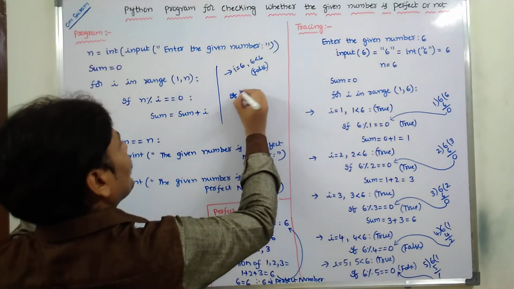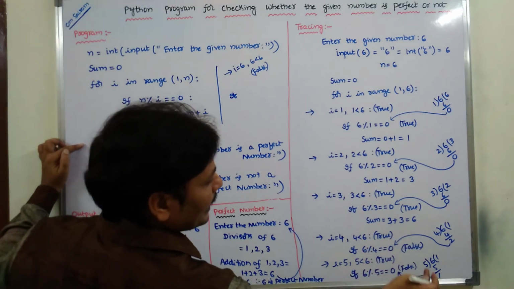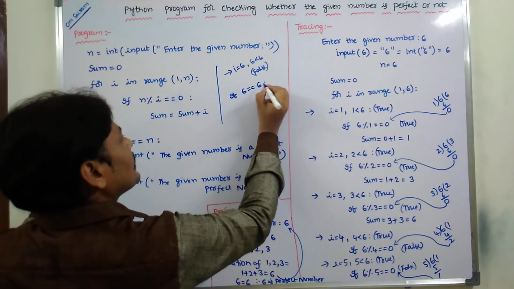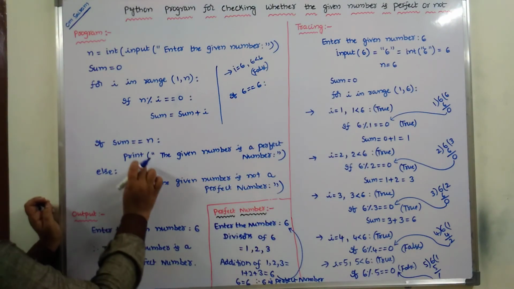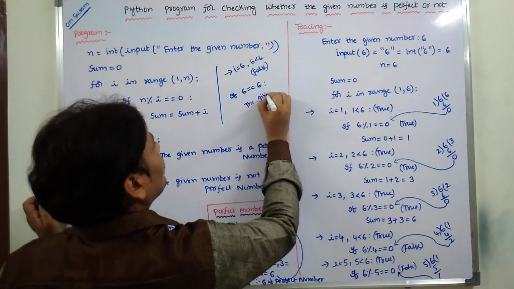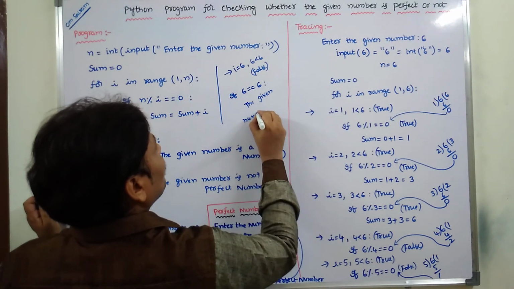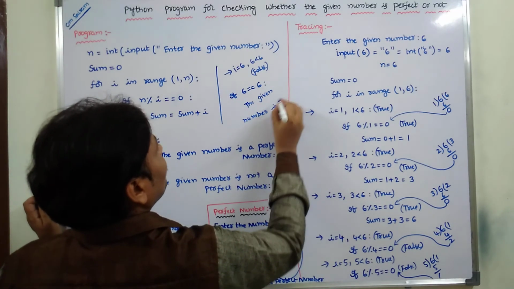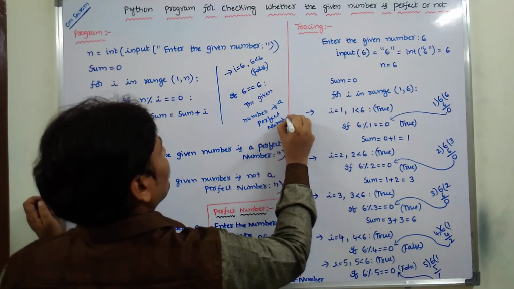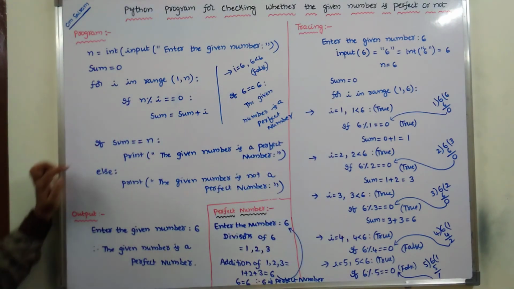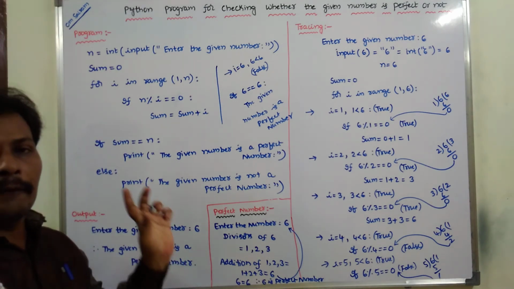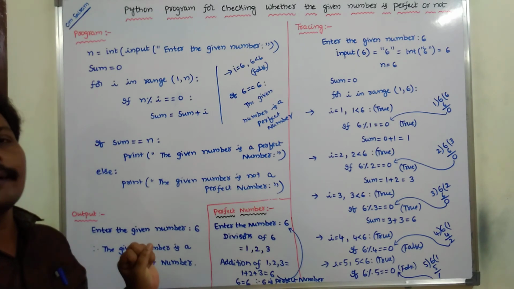If sum value, how much are we getting here? 6. 6 is equal to 6. Yes, this condition is true. If the condition is true, then this statement is printed. So the given number is a perfect number. Yes, the given number is a perfect number. Okay, so this is the program for checking whether the given number is a perfect number or not.